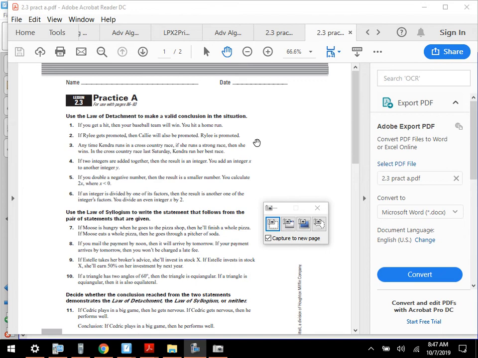I'm going to skip down a little. Number 8: If you mail the payment by noon, then it will arrive tomorrow. If your payment arrives tomorrow, then you won't be charged a late fee. Again, as you read that one, this is now the syllogism. Notice how something is repeated.